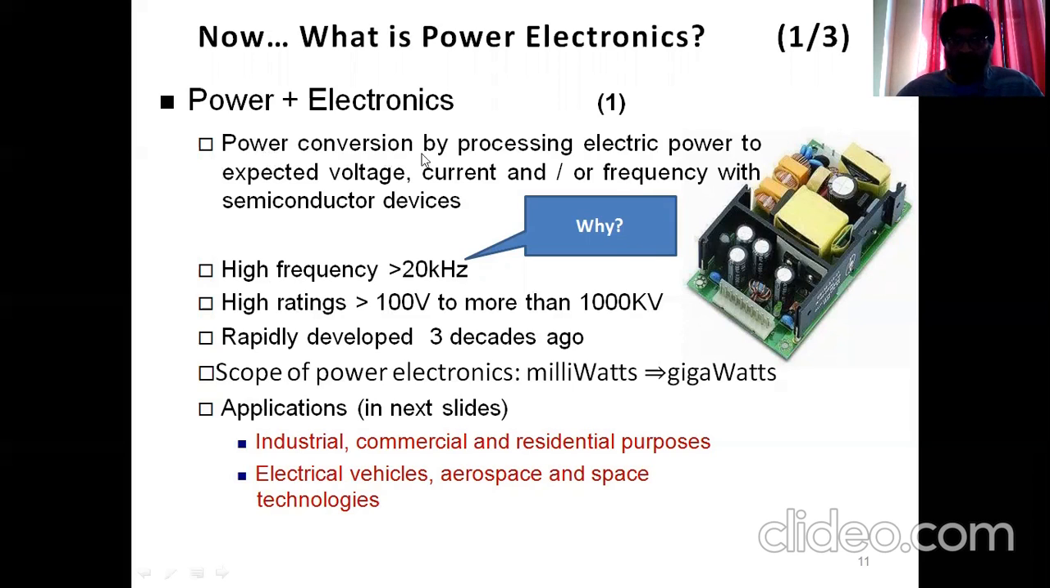So first one, power conversion. This means power electronics is power conversion by processing electric power to expected voltage, current, and/or frequency with semiconductor devices. So we use semiconductor devices to process electric power, to get the expected voltage at the output, expected current at the output, or expected frequency at the output. We know this frequency can be 50 hertz or it can be any value. So to get the expected frequency at the output.